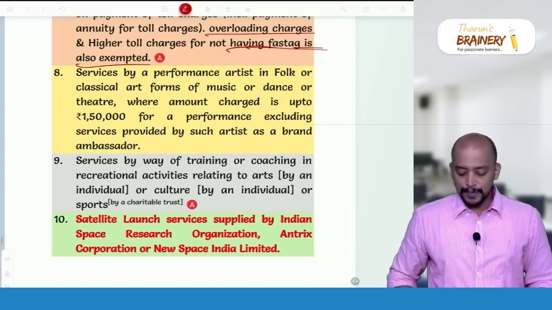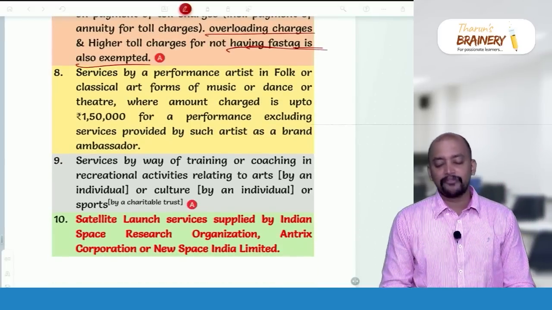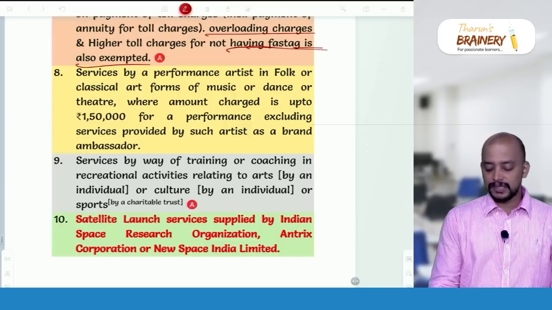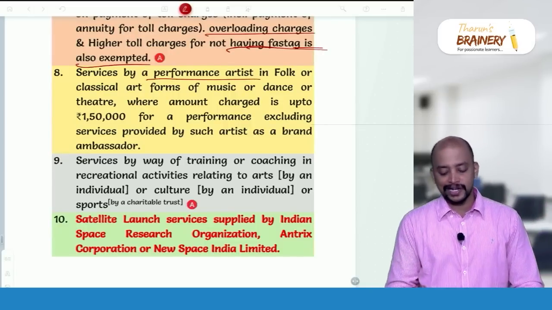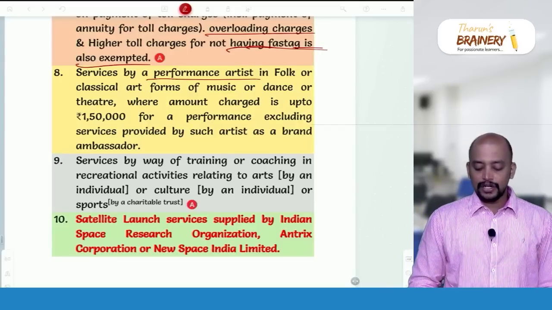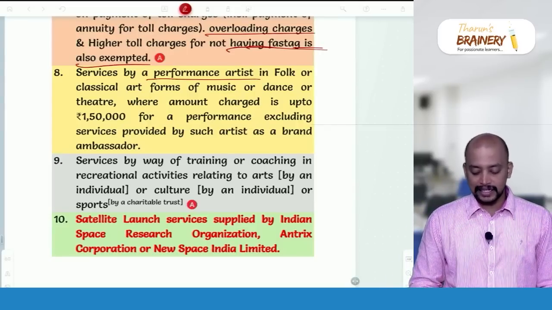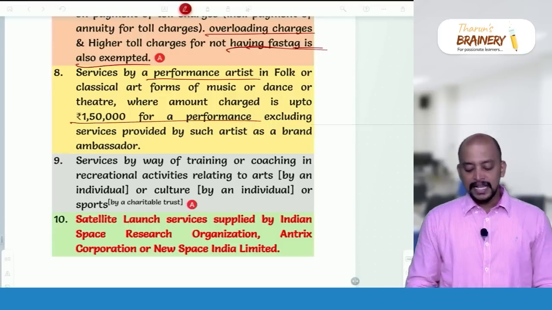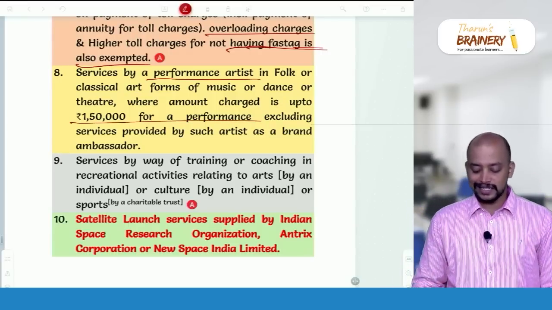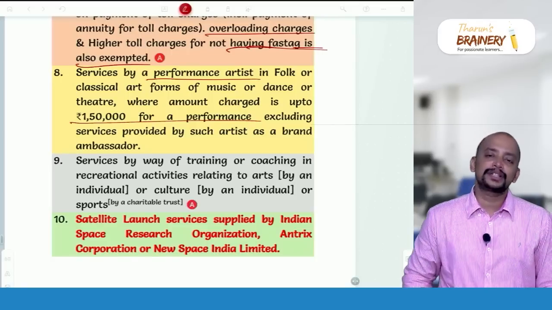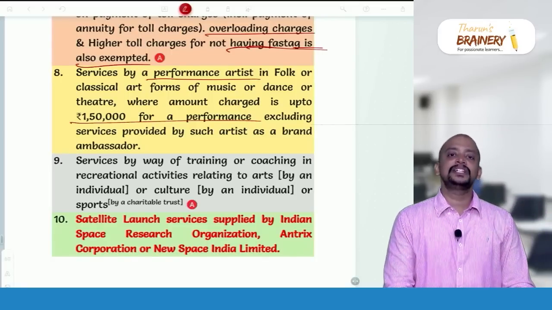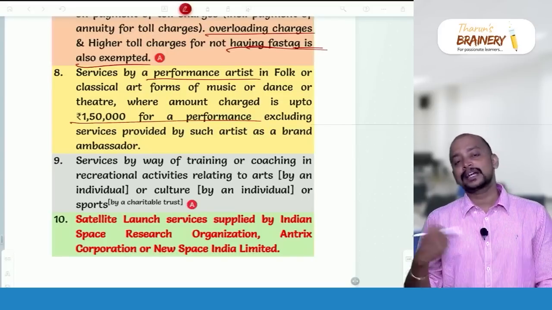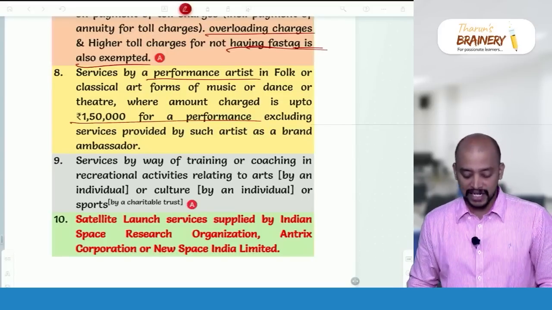Then services by a performance artist in folk or classical art form of music or dance or theatre. So there is an individual who is a performance artist. Performance artist means one who performs before the audience, in folk or classical art form of music or dance or theatre, where the amount charged is up to 1,50,000 for a performance, excluding services provided by such artist as a brand ambassador. So per performance, the consideration should not exceed 1,50,000. If the artist is performing as a brand ambassador to promote a brand, then entire consideration will be taxable, even if it does not exceed 1,50,000.